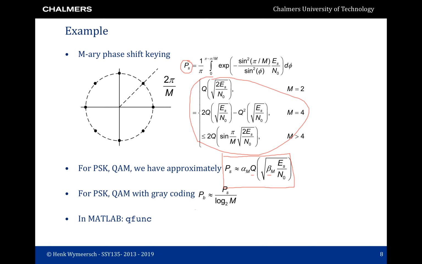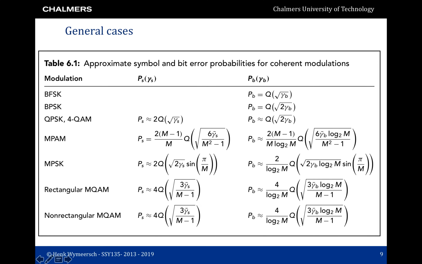For PSK and QAM with gray coding, we can also derive an approximate expression for the bit error rate, which is the symbol error rate divided by the number of bits per symbol. So it can be useful for exercises to keep this expression in mind, which here is shown for many different kinds of constellations, including BPSK, QPSK, PAM, PSK, MQAM, rectangular and non-rectangular. So the left column shows the symbol error rate, which is all of the same form, a constant times a Q function times square root of SNR with another constant inside, as well as the approximate values for the bit error rate.